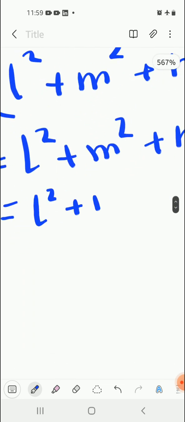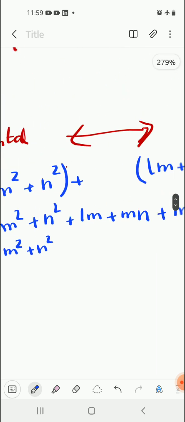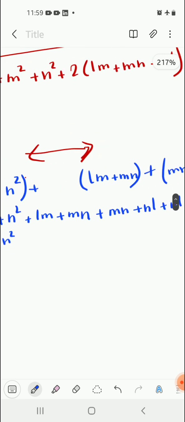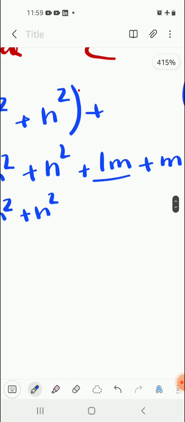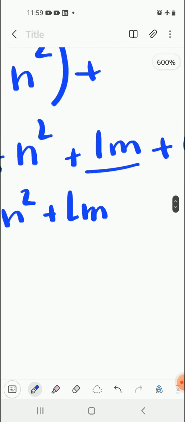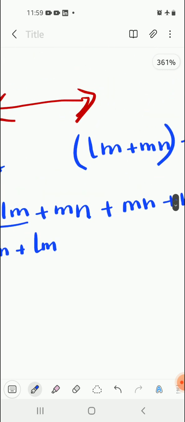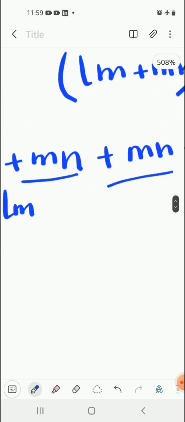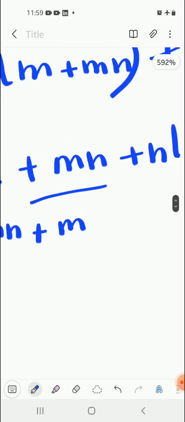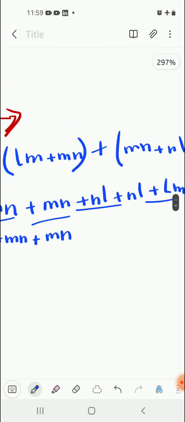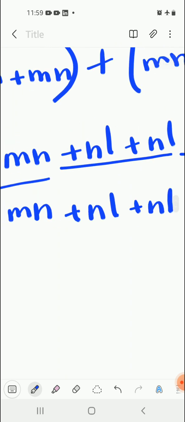nothing common with L square, M square and N square, so we write it as it is. Now pick the common ones and arrange them side by side. So we've got Lm here and we've also got an Lm here. So place it one after the other. So plus Lm and plus Lm. After this we have got plus Mn here and plus Mn here. It's already placed side by side, so copy it as it is. Plus Mn. After this we are left with plus Nl and plus Nl. So we're writing plus Nl and plus Nl.